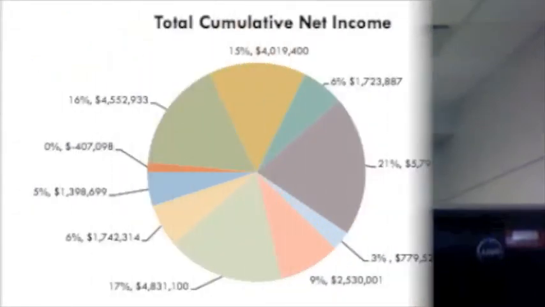Today we'll be discussing the production, marketing, and pricing strategy we used throughout the ERP manufacturing simulation, and I'll begin by discussing the total net cumulative income.